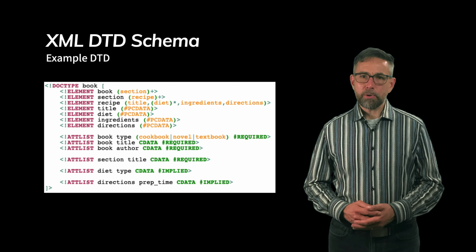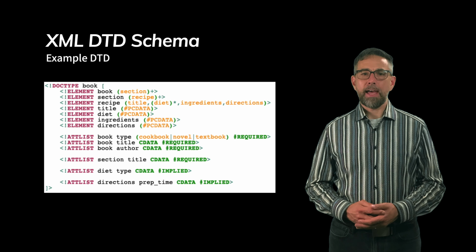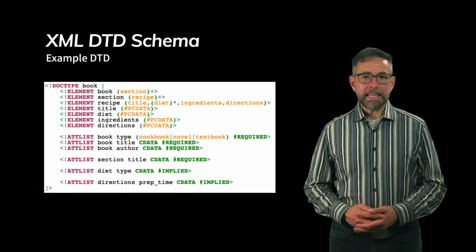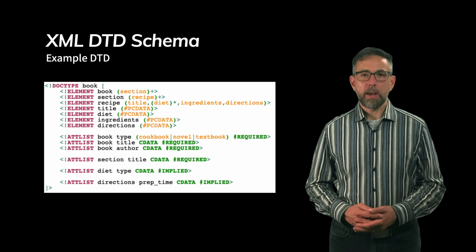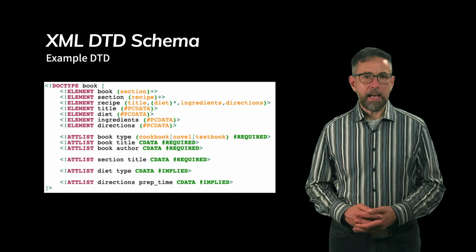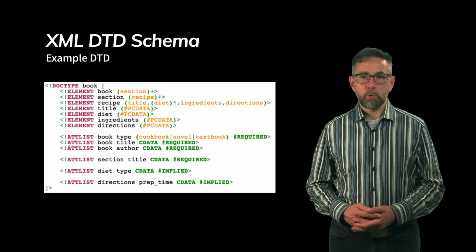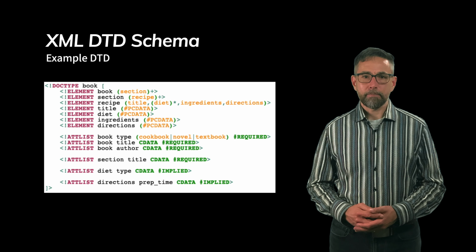Then we get to a separate definition, the ATTLIST. This describes what attributes each tag is allowed to have. So a book tag is allowed to have a type, and it can take on one of three different values: cookbook, novel, or textbook. It can't have any other values. Those are the only three that are allowed. And furthermore, this attribute is required whenever you have a book tag.